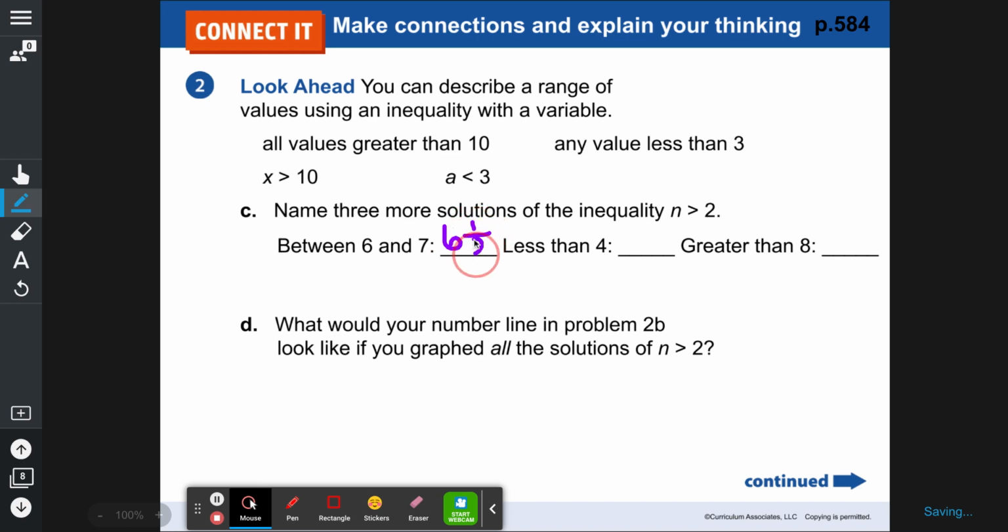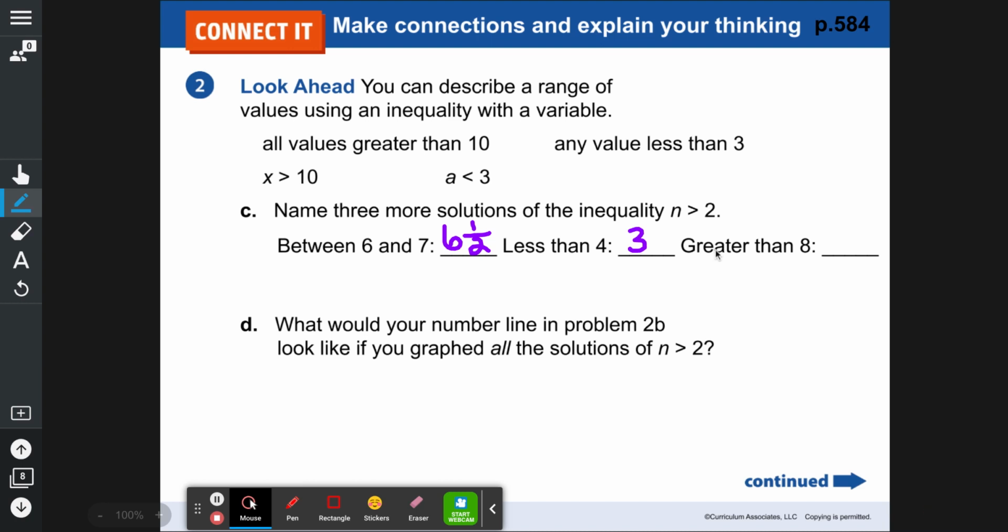Your answer may look different than mine. I could have 6 and 1/10. I could have 6 and 2/10. Many examples there, an infinite number. So a number less than 4, but still has to be greater than 2. Less than 4, I'm going to go for the number 3. It's less than 4 and greater than 2.